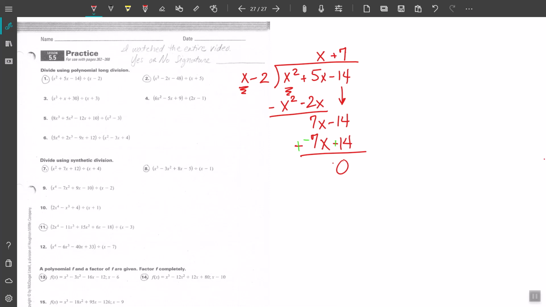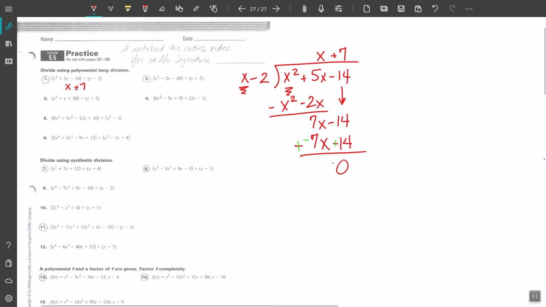So what that tells me then is that the two factors for x squared plus 5x minus 14 are x minus 2 and x plus 7. Now they didn't ask us what the two factors were. They literally asked us for the quotient if you divide this polynomial by x minus 2. So our answer for that quotient is really x plus 7.